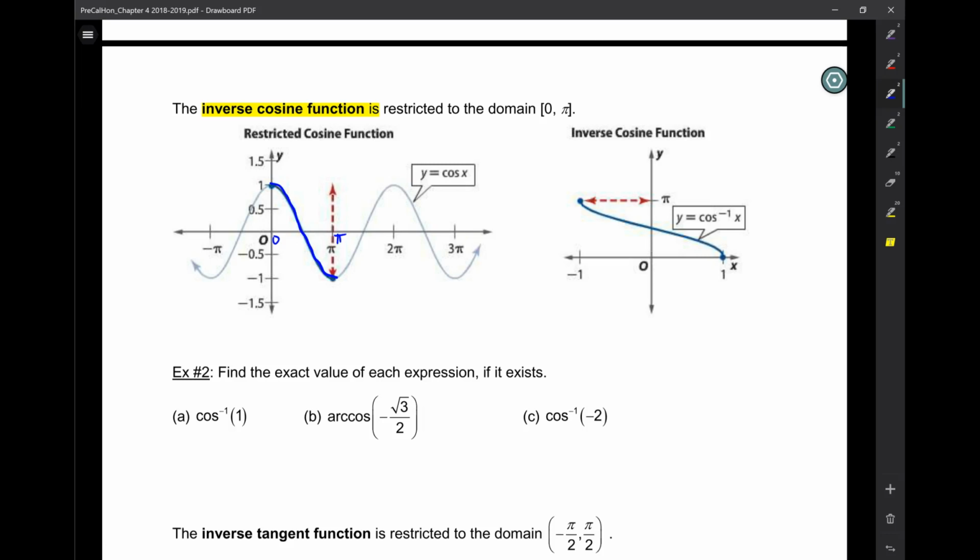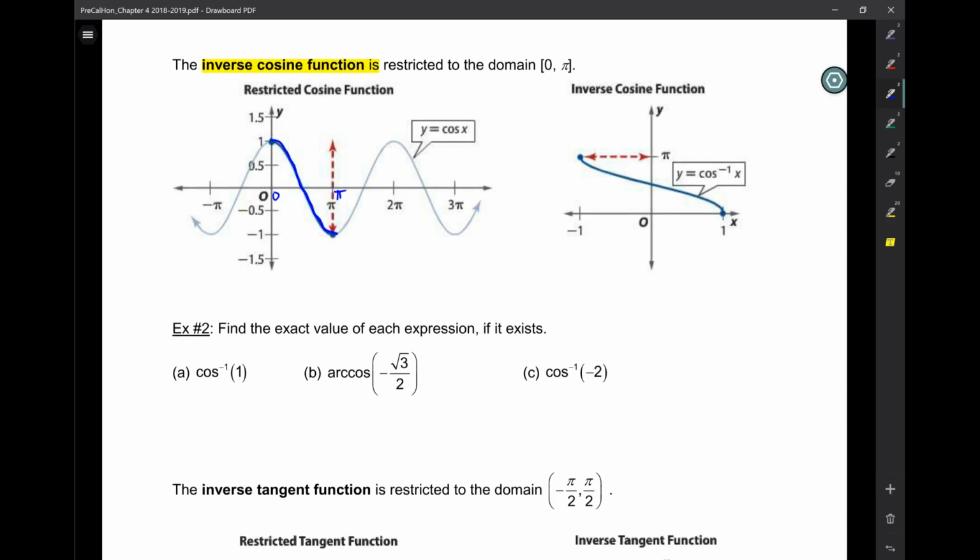So, okay, we could have taken like negative pi to 0, but why? We always want more positives than negatives. It was just an arbitrary choice. Some mathematicians got together and decided that's how it was going to be defined, okay?